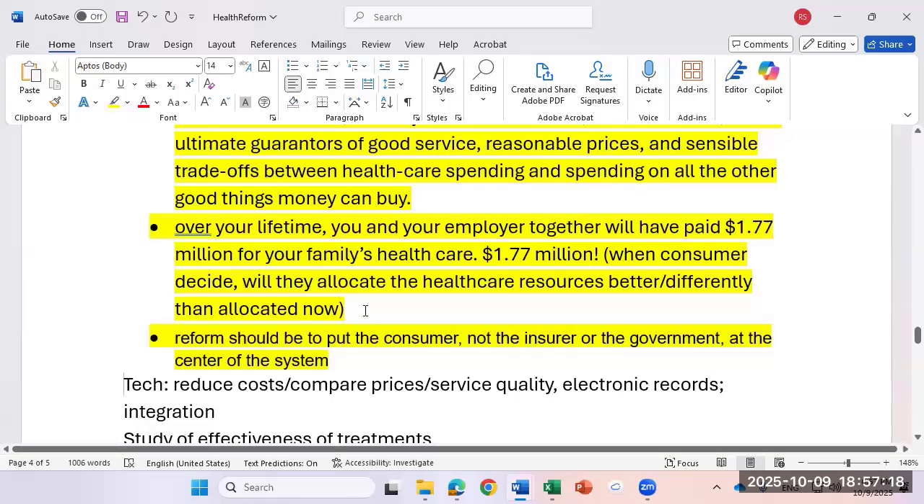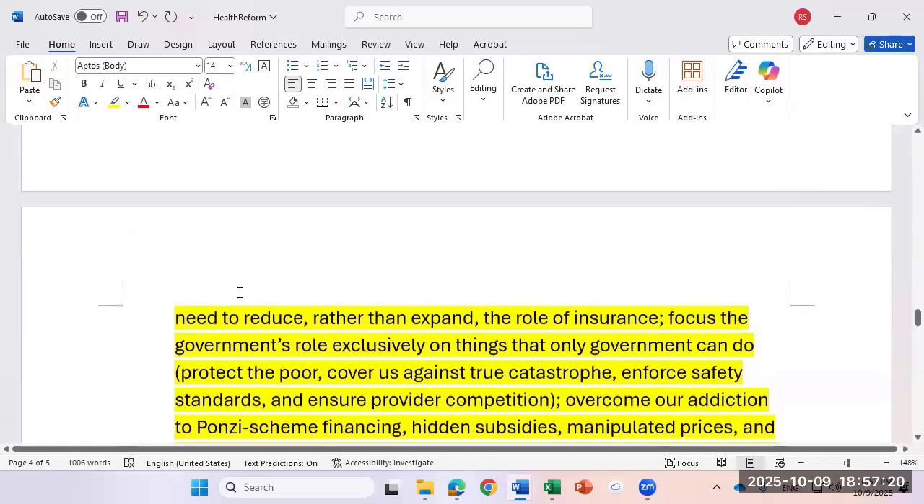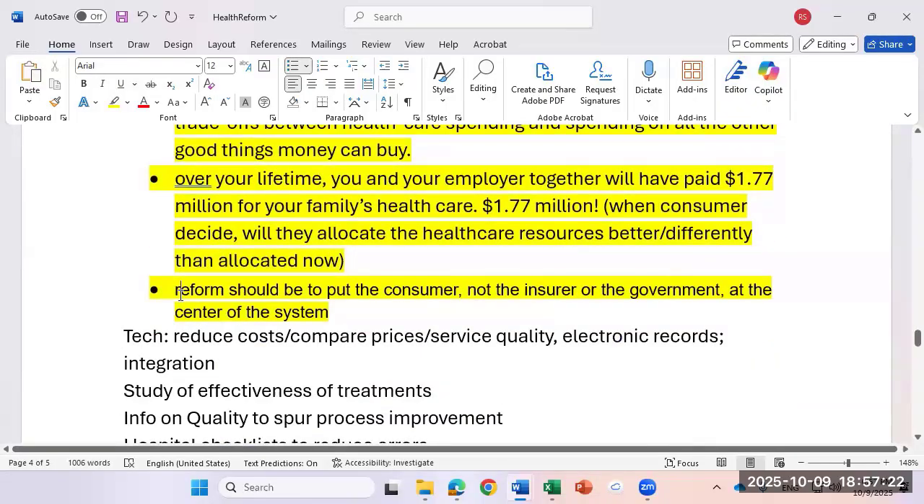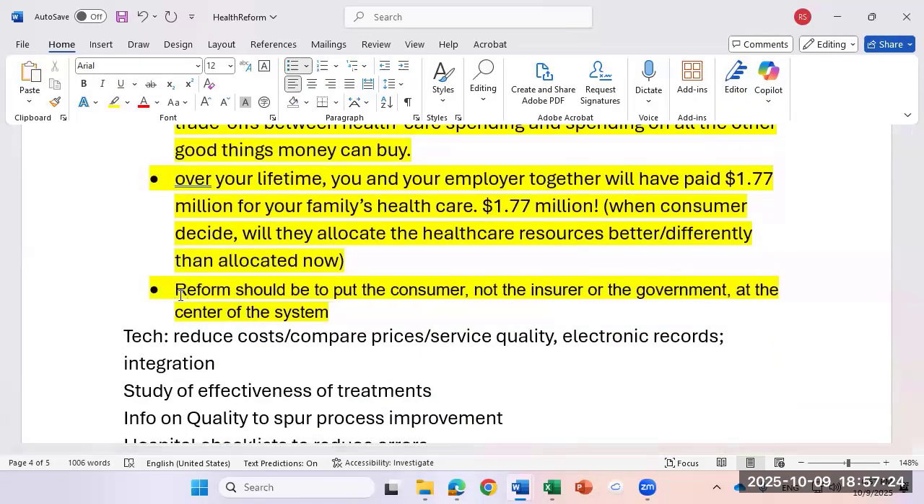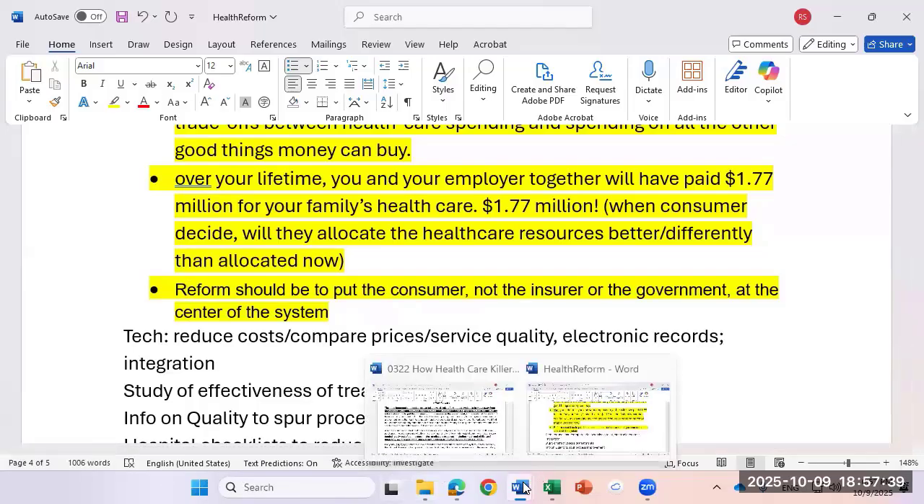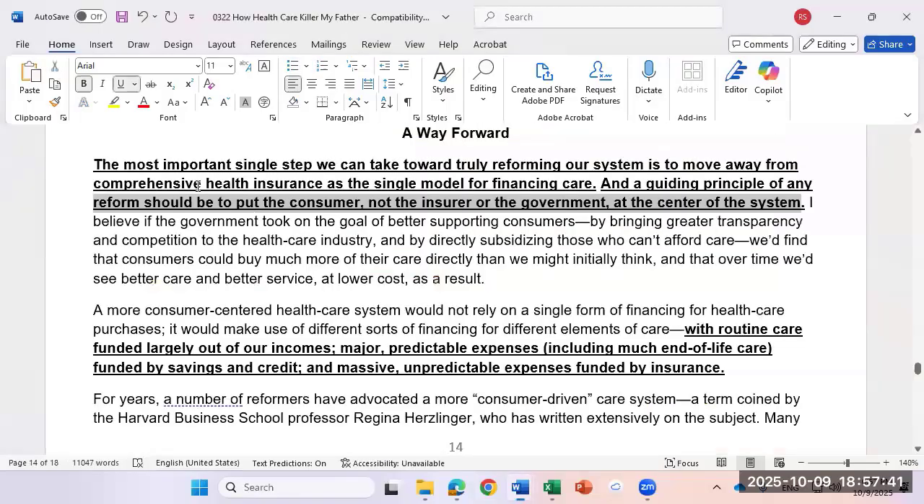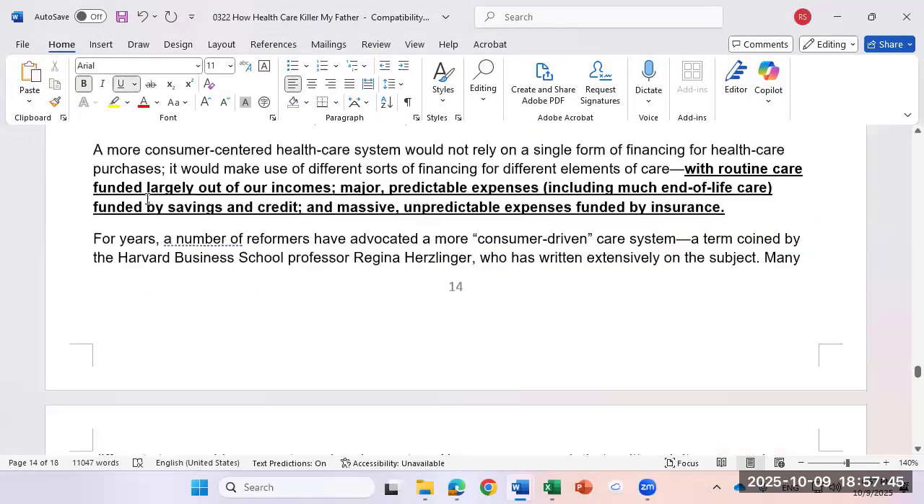No, you have to jump around a lot, but under consumerism, that's essentially a great consumer quote. Reform should be to put the consumer, not insurance companies, not the government, at the center of the system. We got to get you making decisions about your healthcare the same way you do about all your other purchases. So I'm on page 14 of this article. We're almost to the end of it.